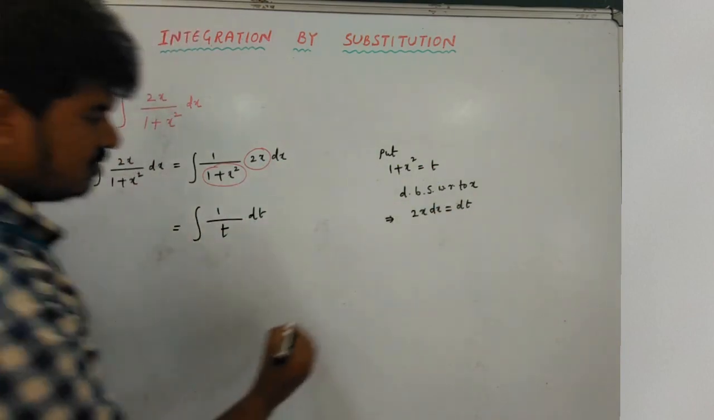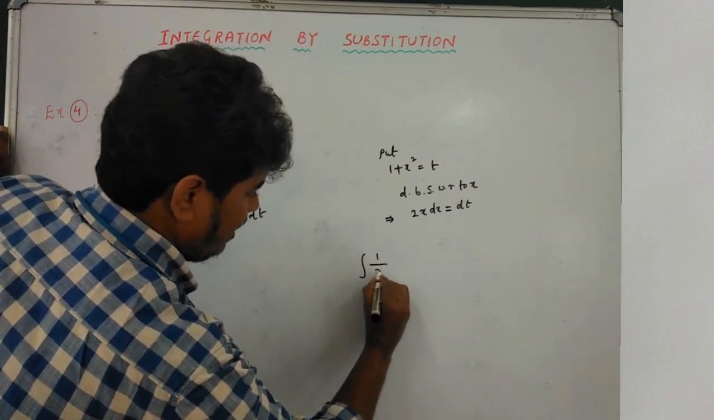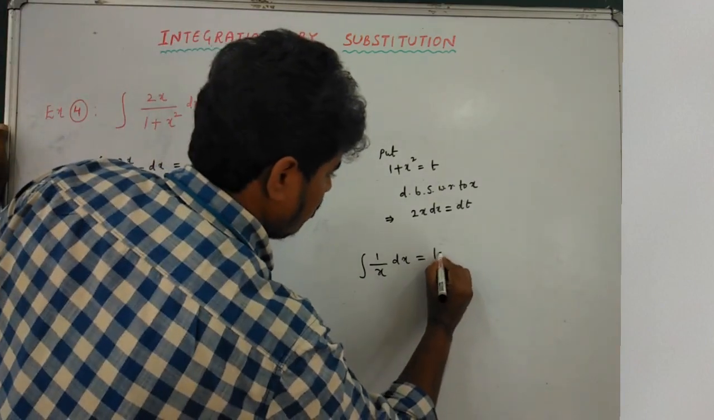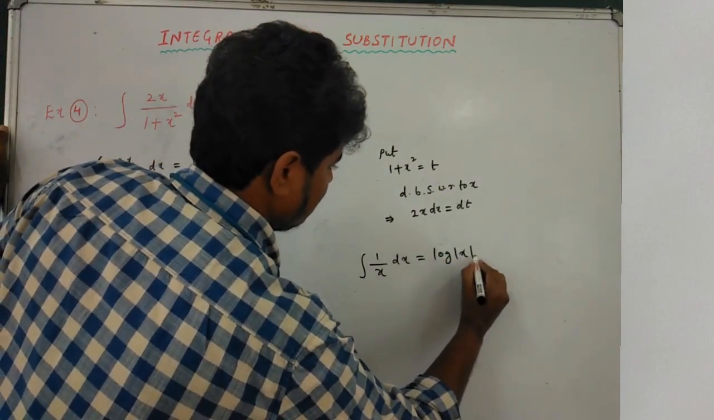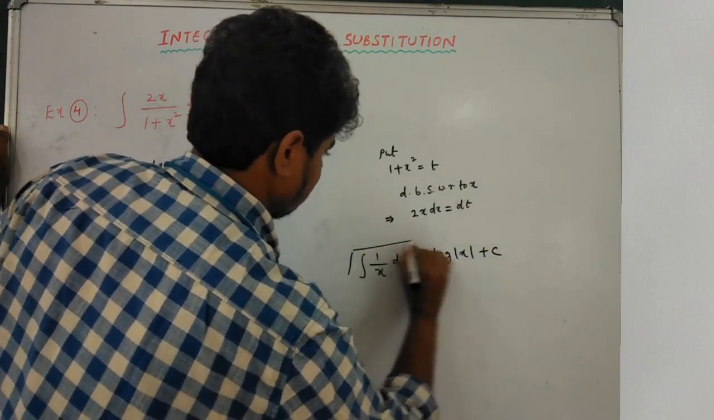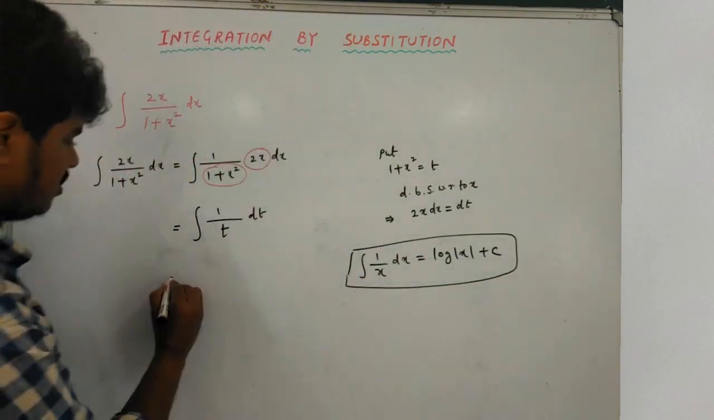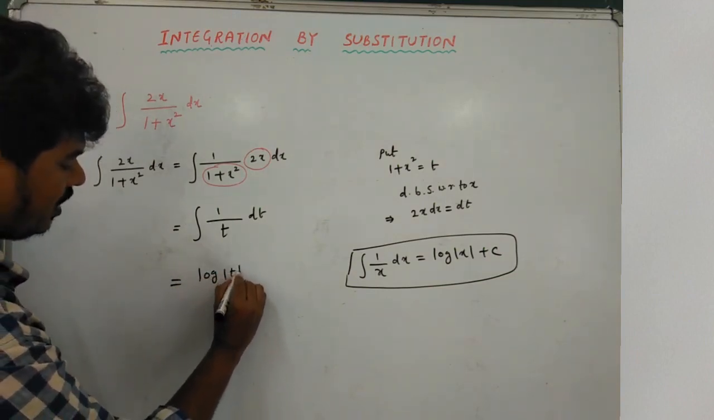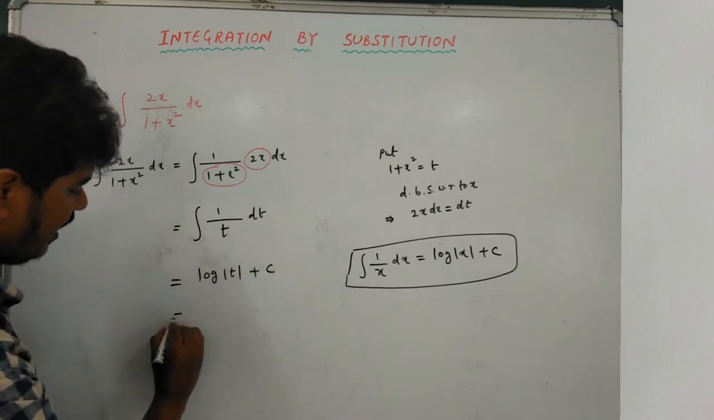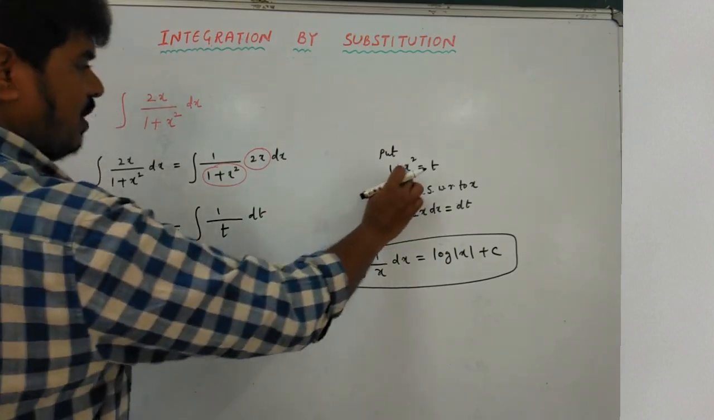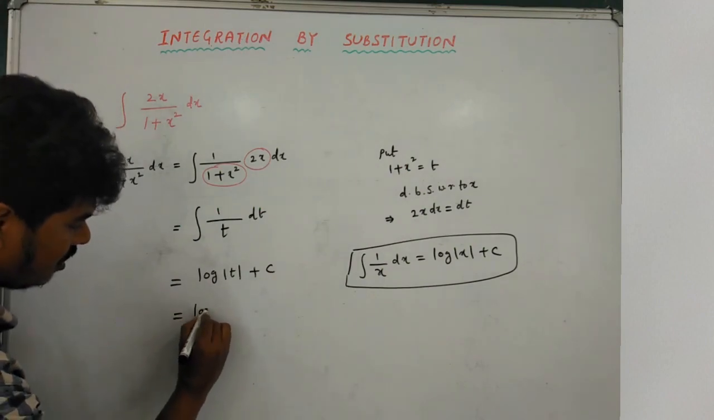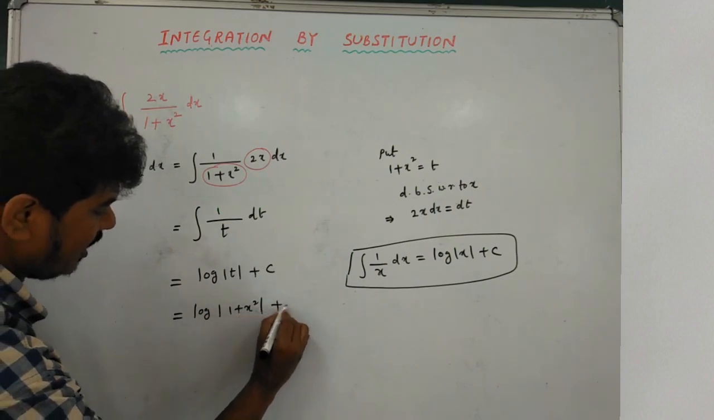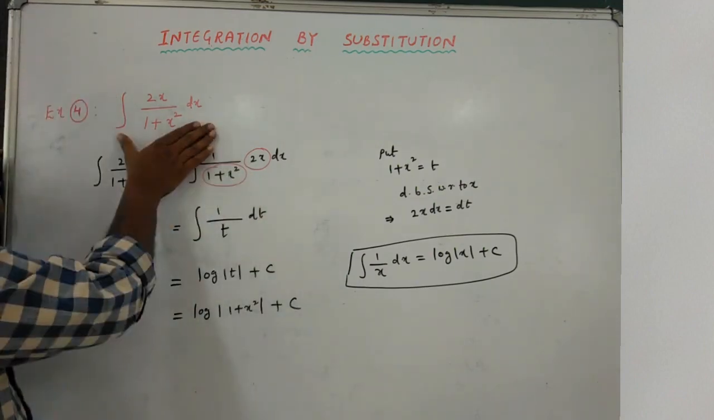It is just like the integral of 1 by x dx. What is the formula for this? Log mod x plus c. So this can be written as log mod t plus c. Again t will be replaced with 1 plus x square. So this is equal to log mod 1 plus x square plus c. So it is the answer of this example 4.